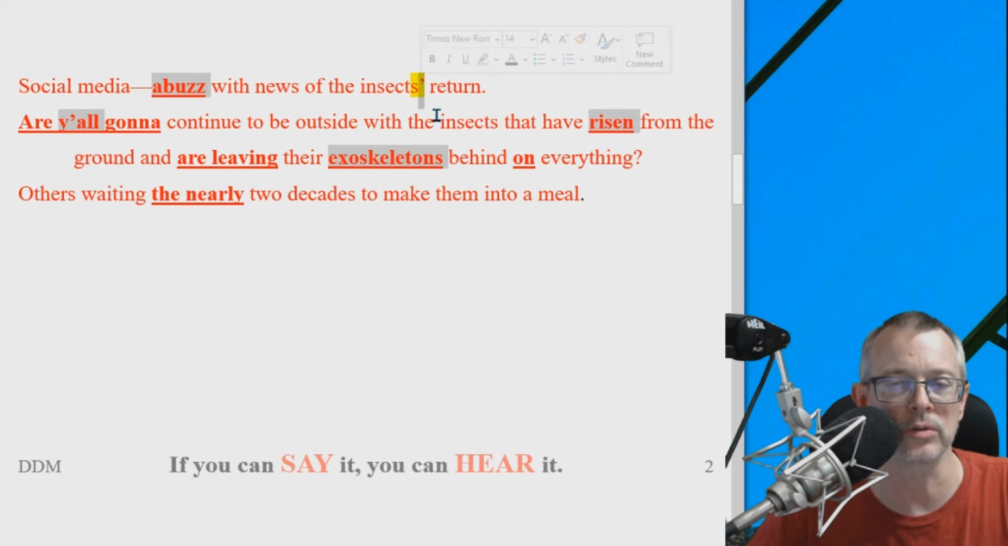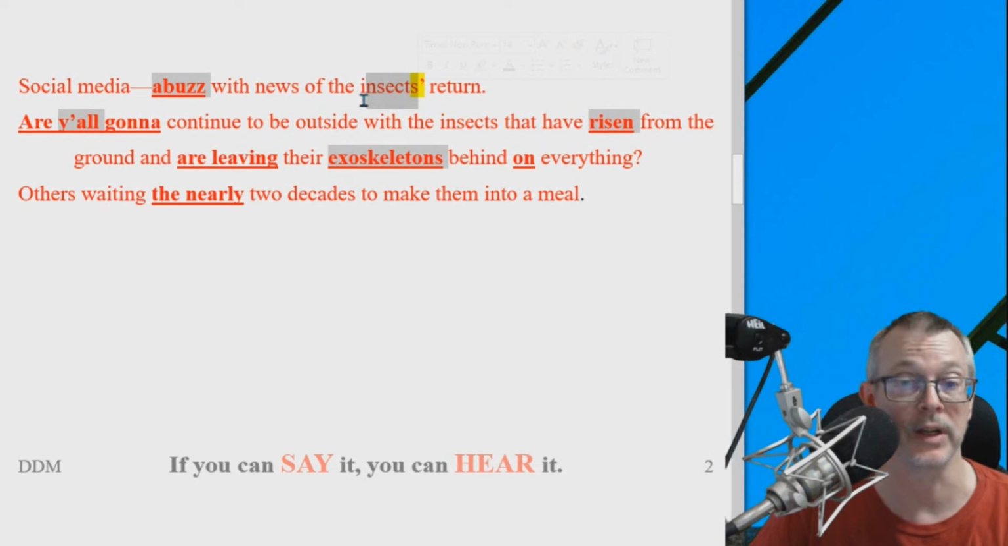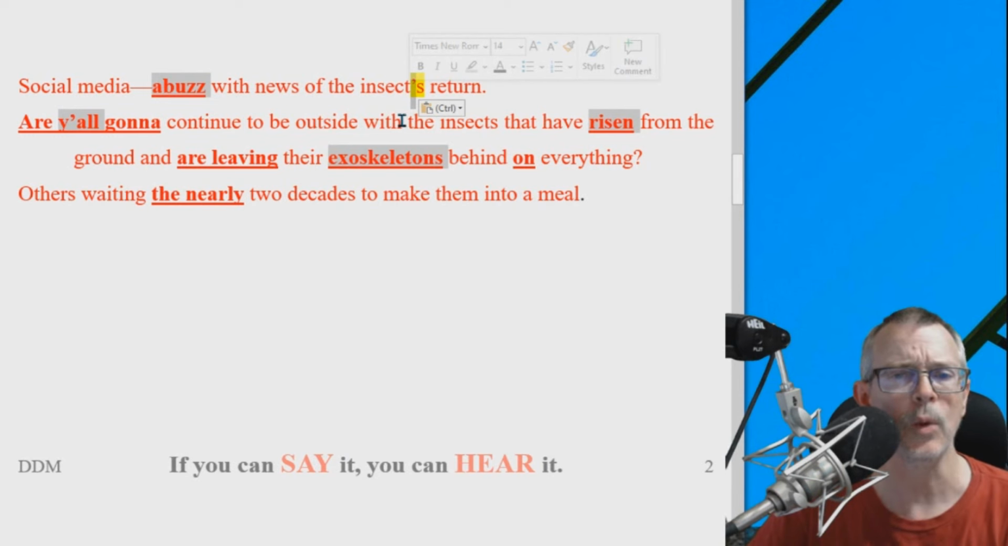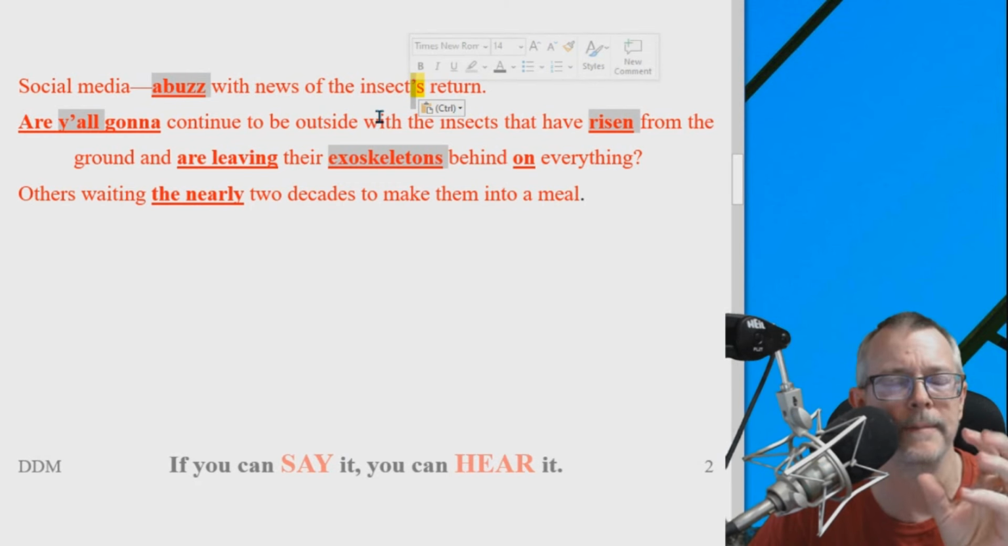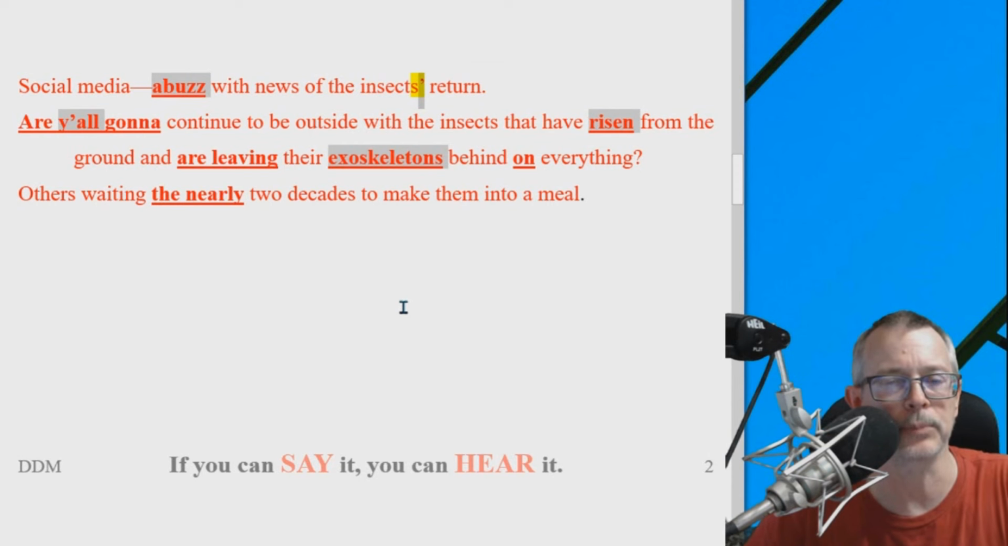I did an internet Google search, and I found both: insects with an apostrophe, and simply insects plural. If you wrote insects plural, that's fine. If you wrote insects plural apostrophe, that's perfect. If you wrote insect apostrophe s, meaning possessive, then you're only talking about one. But if you're considering the whole population of cicadas as one, that could maybe be possible too. I would not recommend that. I recommend plural possessive, then plural, and then maybe singular possessive.